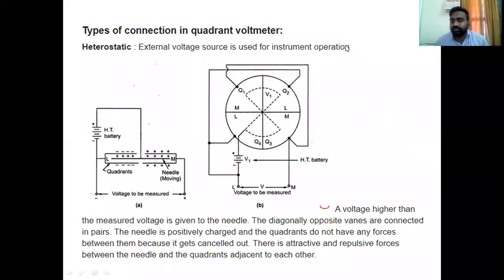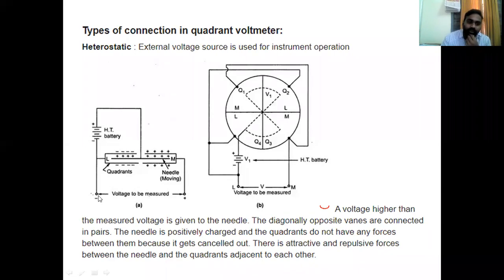So there are various types of quadrant type voltmeters. Among them, the first type is the heterostatic type quadrant voltmeter. In the heterostatic type quadrant voltmeter, the measuring voltage is provided with respect to the needle with the help of an additional supply.